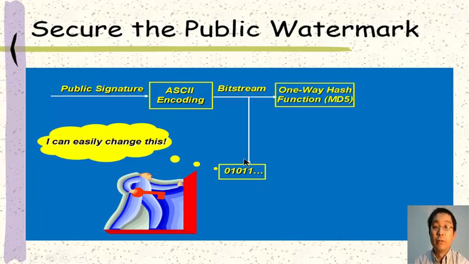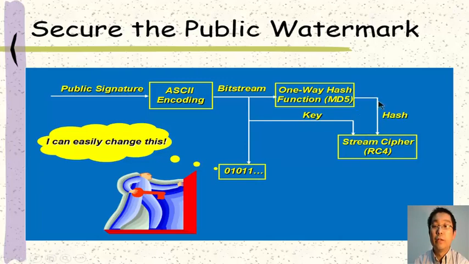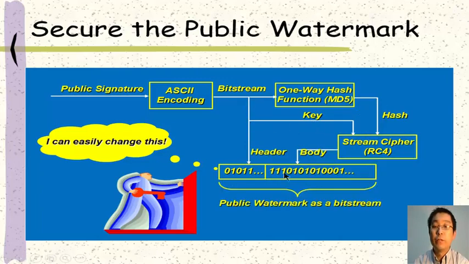For example, we can hash the bitstream file and then encrypt the hash using the bitstream itself as the key. In this way, we have the public watermark in two parts. The first one we call the public watermark header, which is the plaintext ASCII code of the public signature. And then we have a much longer watermark body, which is the encryption of the hash. The entire thing forms the public watermark.